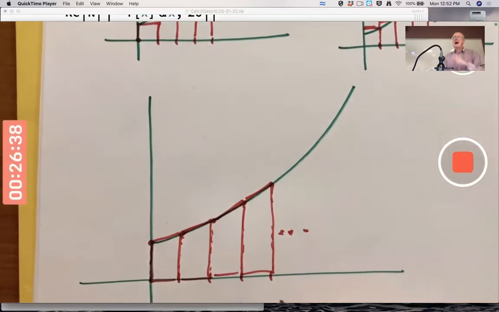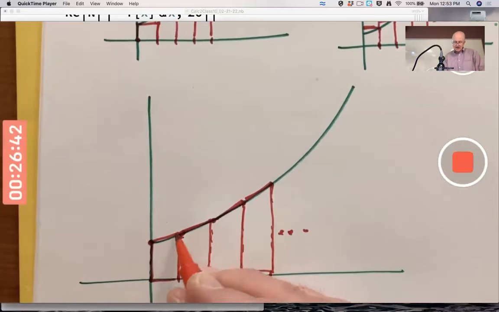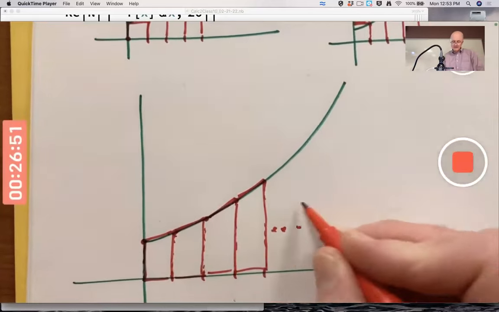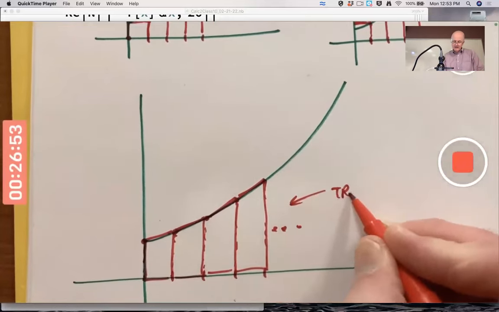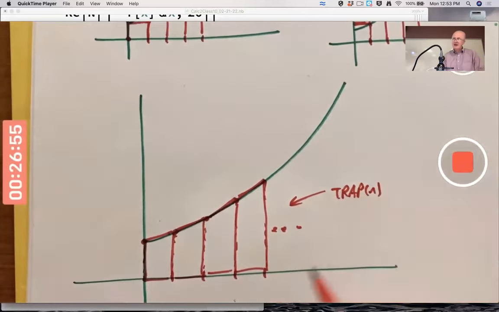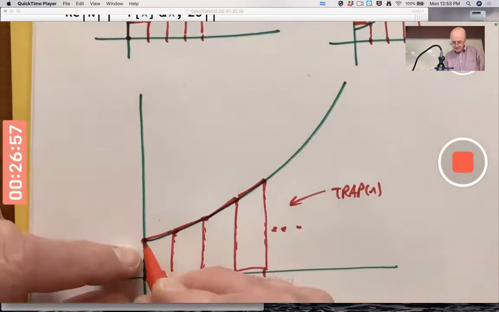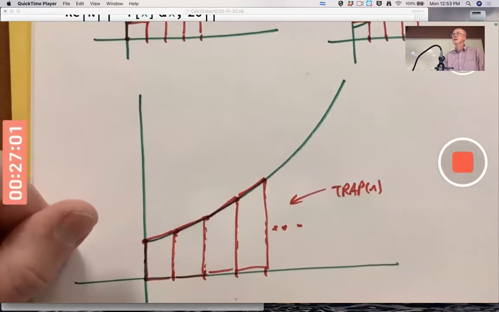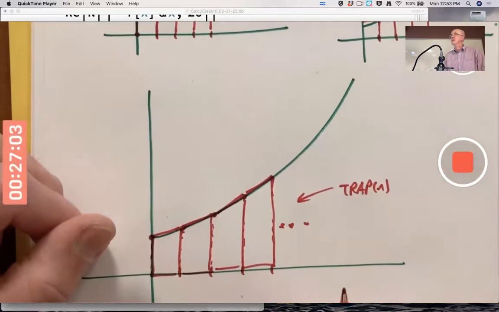Because the graph is concave up, those line segments are above the graph. So the trapezoid rule is going to be too big. The sum of those areas is trap n. And because the graph is concave up, those lines connecting the dots are going to be above the graph, and the area under them is going to be too big.